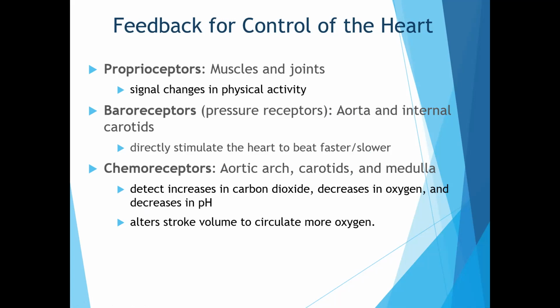We also have chemoreceptors, or chemical receptors. Again, the aortic arch has a few of these, the carotids, and then of course in the medulla, and that can detect things such as increases in carbon dioxide, decreases in oxygen, and changes in pH. So they can alter stroke volume if they need to circulate more oxygen if we're running high on carbon dioxide.